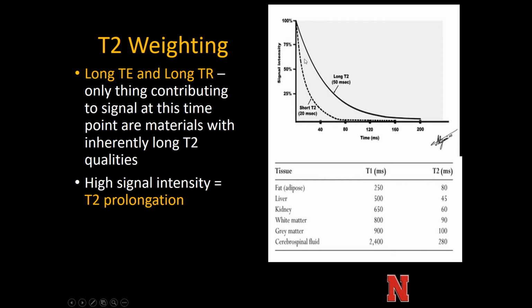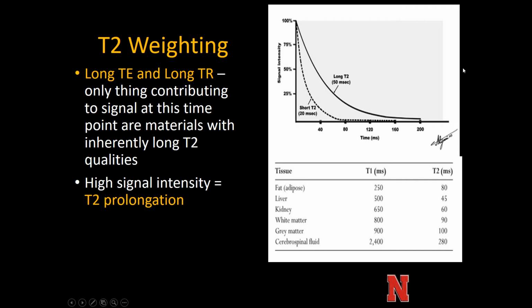Whereas if you wait longer for a longer TE, right here, you've allowed those short T2 tissues to lose a lot of their signal. So at this time point, the only things contributing signal will be the things with a longer T2 property, which helps you narrow down your differential diagnosis. So you image out here with a longer TE and longer TR, so that you're T2 weighted, and you can tell the difference between tissues that inherently have long T2 properties and those that have short, which have lost all their signal at this longer time point.